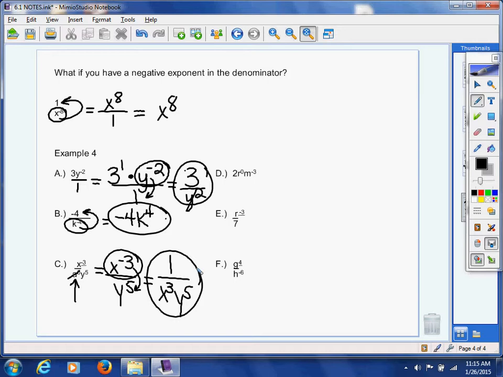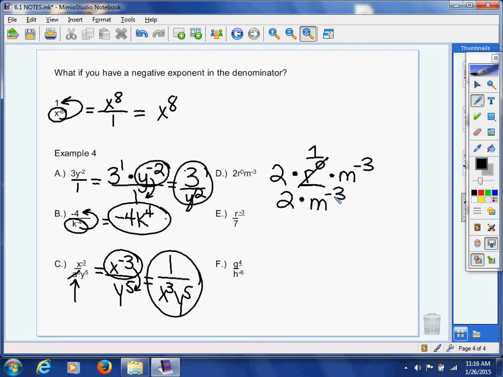All right, let's look at letter D. I'm going to kind of spread this out a little bit. This says 2 times r to the 0 times n to the negative 3, okay? Well, I hope right away you can see what you can do with that r to the 0. Because let's review the rule. I'm going to beat this dead horse again. Anything to the 0 power is, you're right, 1. Okay? Now you've got 2 times 1, which is 2, times n to the negative 3.